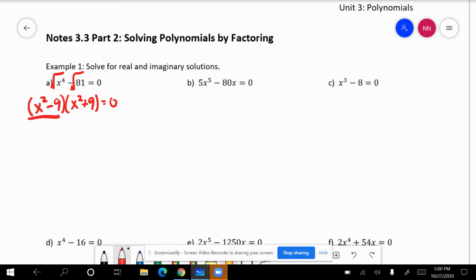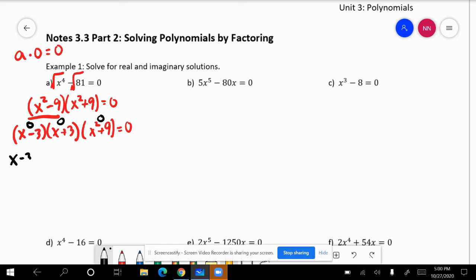We know that this is a special factoring pattern again, so we keep on going, x minus 3 and x plus 3. And we keep the x squared plus 9 is equal to 0. Now, zero property states that anything times 0 is always 0. What that means is that this binomial gives us an answer of 0. This binomial gives us an answer of 0. And this binomial gives us an answer of 0. So it looks similar to this. X minus 3 equals 0. X plus 3 equals 0. And x squared plus 9 equals 0.